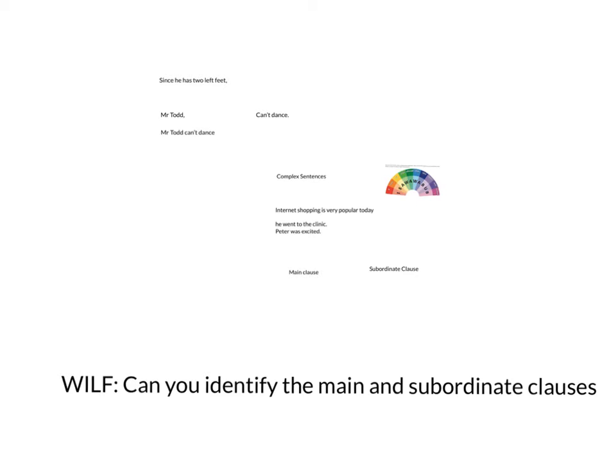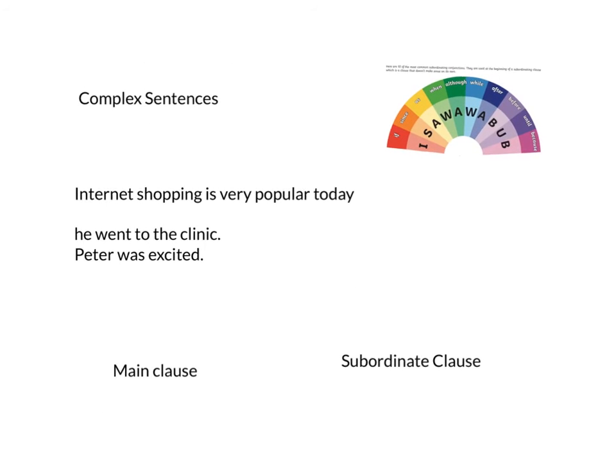What we're learning today is all about main and subordinate clauses in complex sentences. And what I am looking for is the questions next door. Can you identify the main and subordinate clauses in some examples? All right, let's zoom in on the lesson and then we'll have a go.